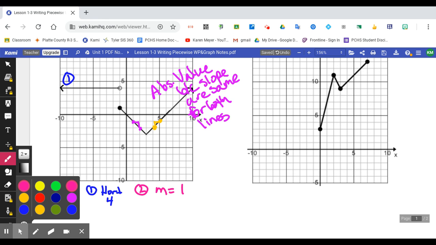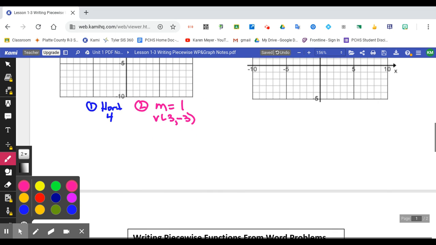And then we need to know the vertex, the starting point. And this is my starting point right here in pink. So that one has an ordered pair of 3, negative 3. So f of x equals, and then we have 4 for the horizontal line. For the absolute value, you don't really have to put the 1 out in front as a slope, but I'll put it there so everybody knows that's where it goes.